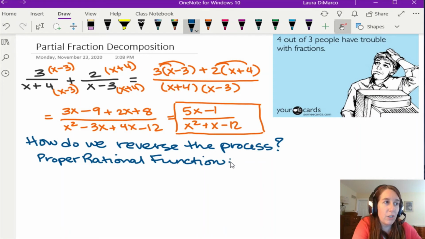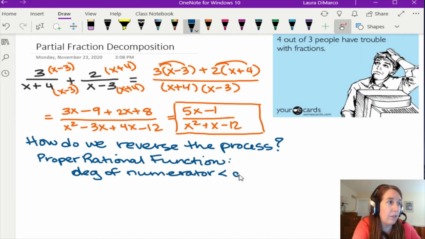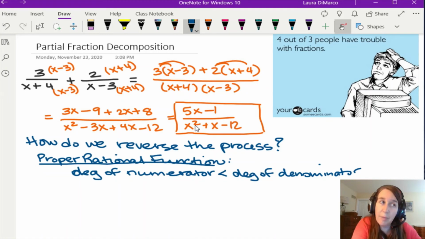So a proper rational function means that the degree of the numerator is going to be less than the degree of the denominator. Okay, and in other words, this problem that we just came up with is actually a proper rational function because we have degree 1 on the top and degree 2 on the bottom.